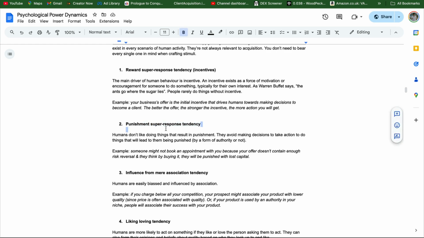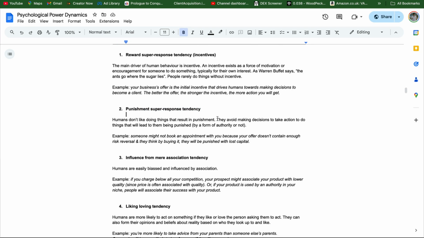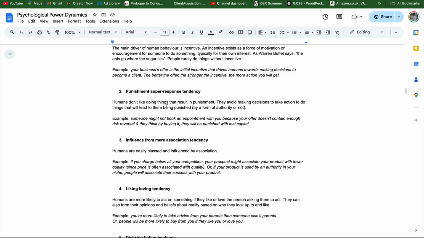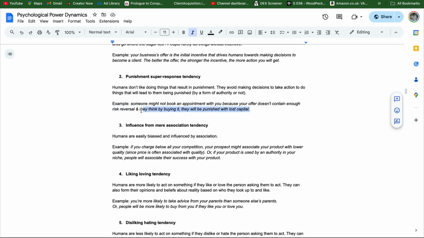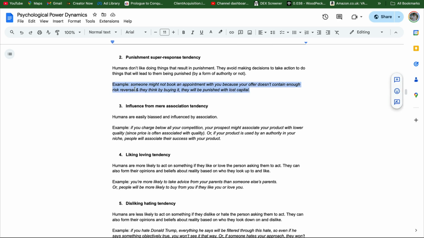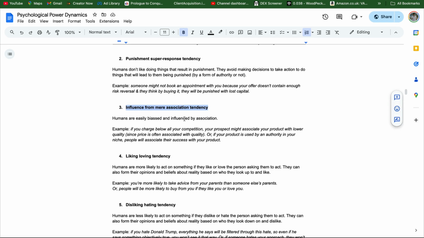Now, the second heuristic is punishment super response tendency. Humans don't like doing things that result in punishment. They avoid making decisions to take action that will lead to them being punished by a form of authority or not. An example here is someone might not book an appointment with you because your offer doesn't contain enough risk reversal, and they think by buying it, they'll be punished with lost capital. So that's something you need to consider, right? When we talk about offer creation, and that's why you will now understand, oh okay, so that's why risk reversal is there.